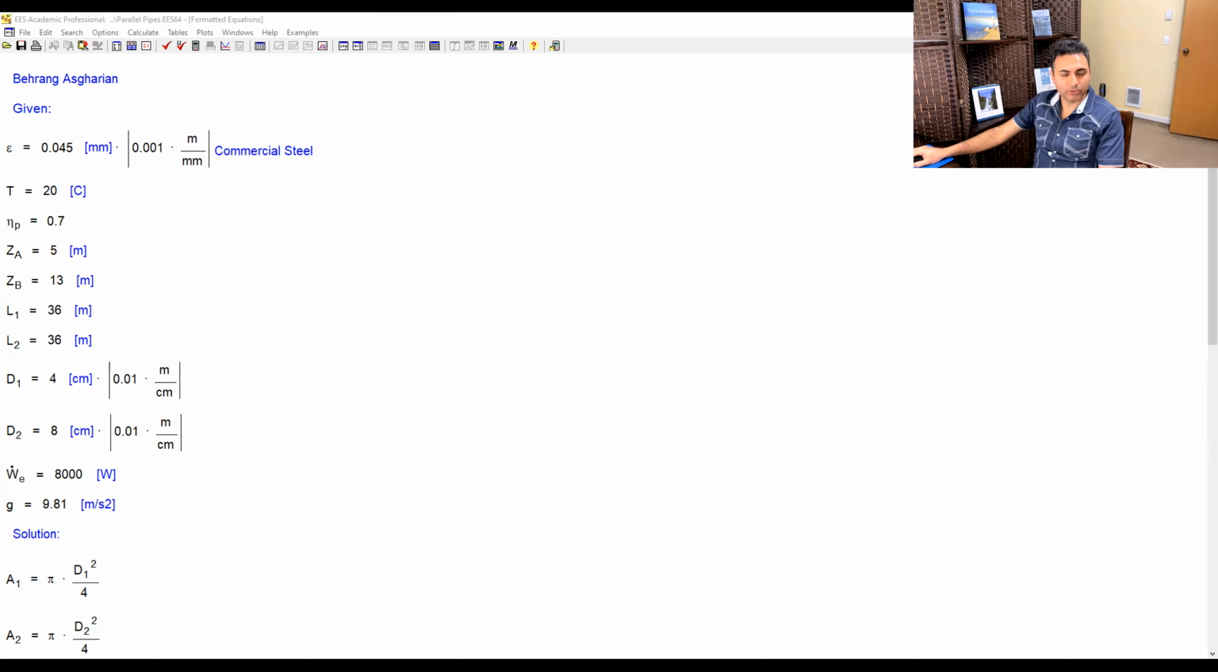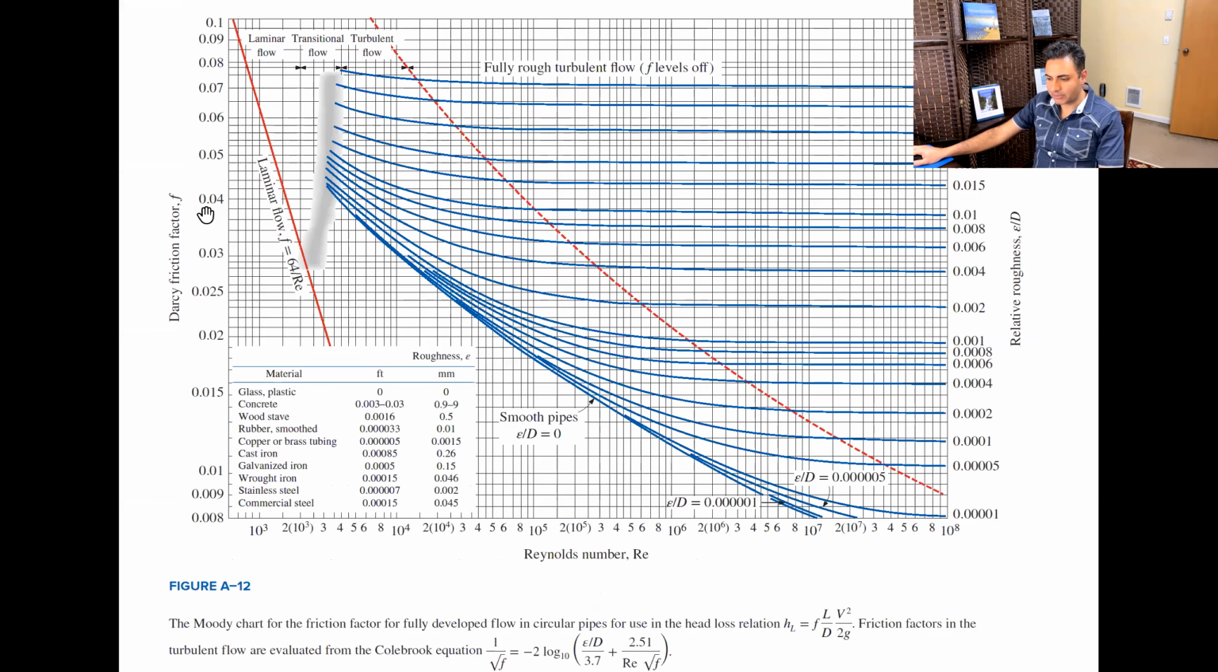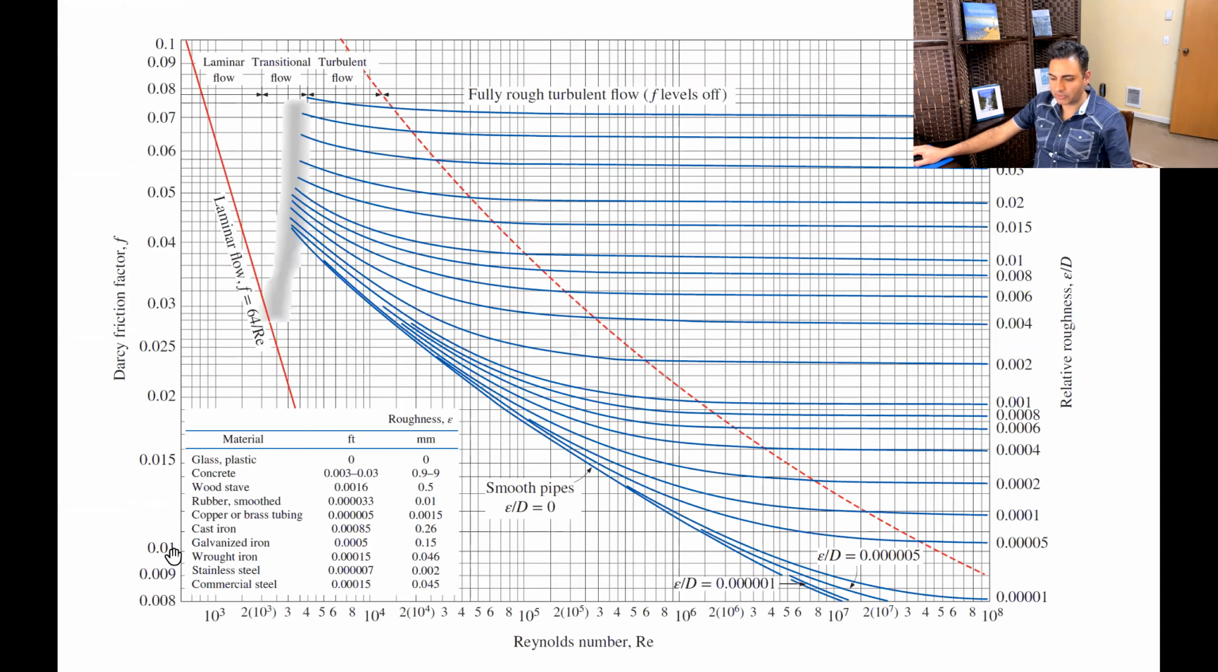Moody chart for you one more time. Let's take a look at Moody chart. So this is Moody chart again. And if you look at the value of friction factor, you can see that friction factor here, basically for turbulent flow, it's changing between 0.01 to 0.1. That's like the maximum. That's the range that we talked about.